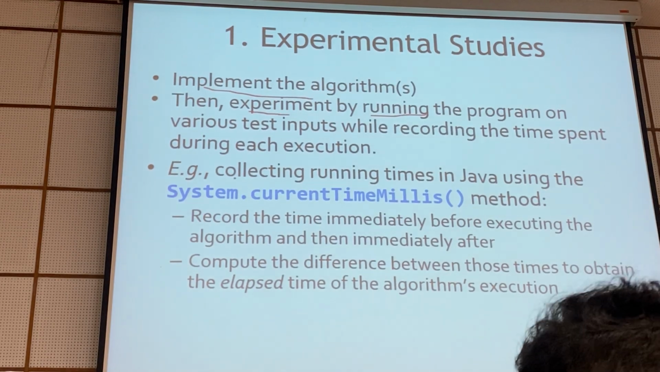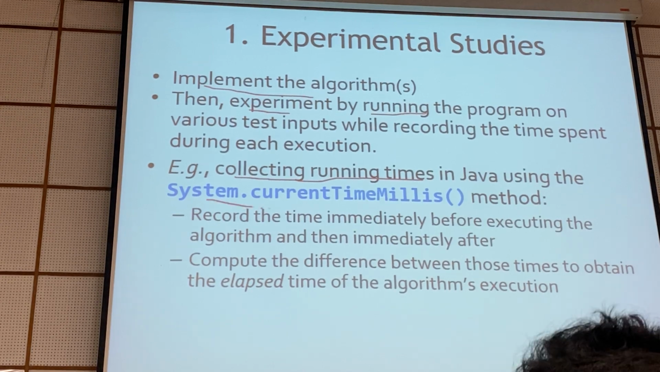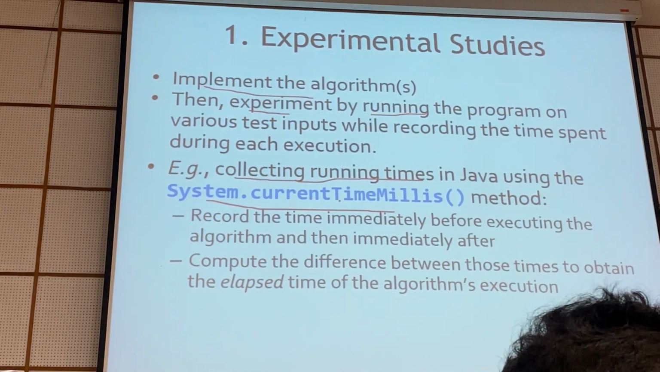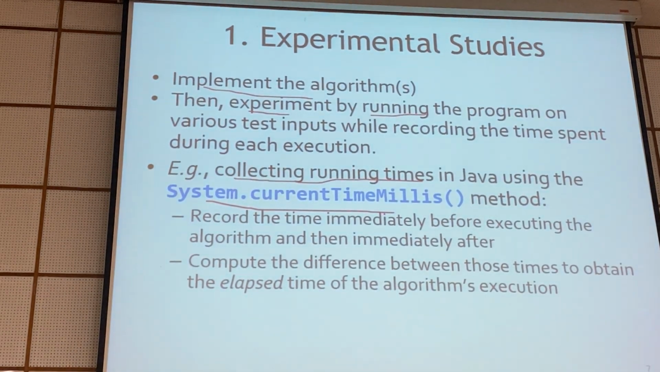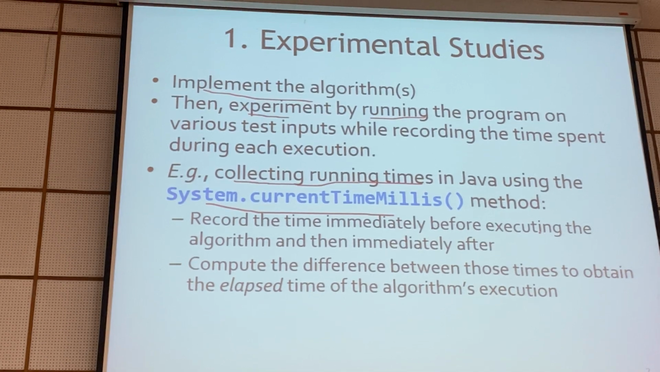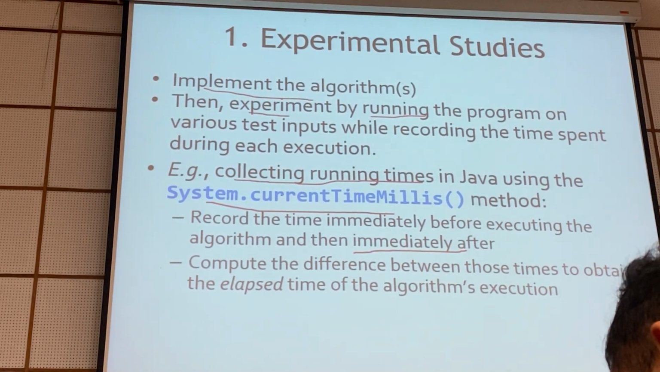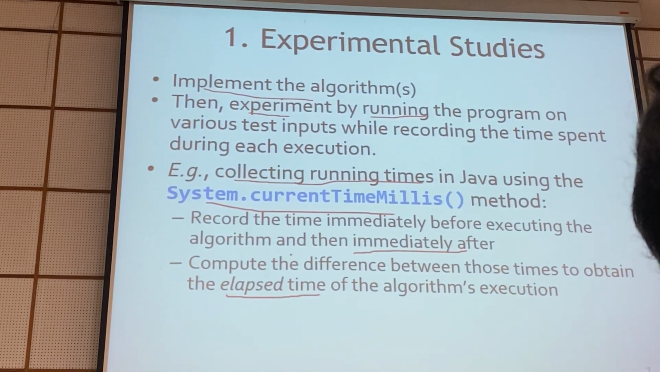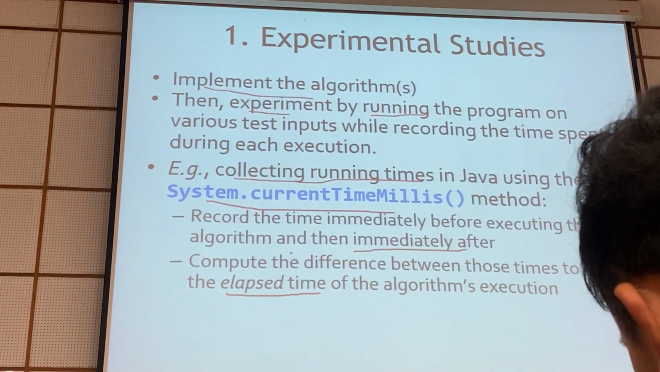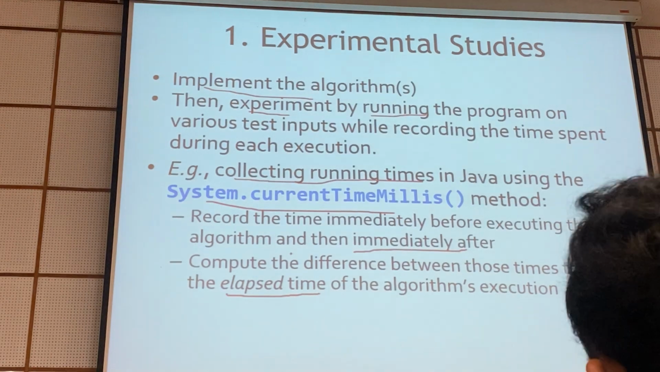We are collecting running time. We can use System.currentTimeMillis. Here we record the time before execution, and immediately after we finish executing the algorithm, we record the time again. We find the difference to see how long it takes to execute the particular program or algorithm.